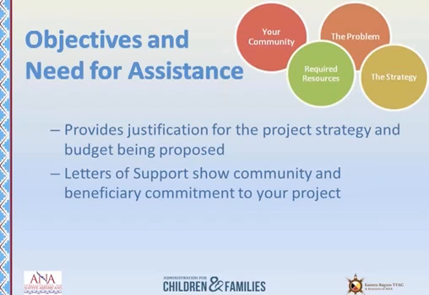Remember, your problem statement is the negative condition you are addressing. The problem statement should relate to a community long-range goal. Your objectives should help to resolve the problem you are addressing. This is one part of project integration.